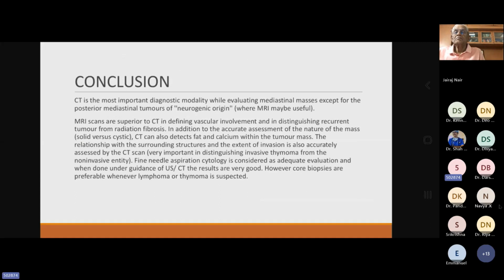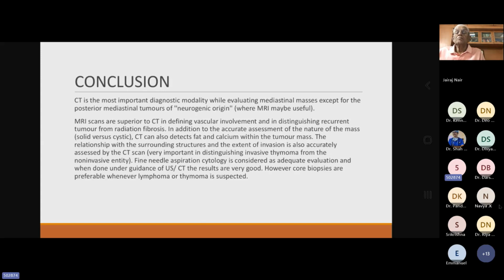Conclusion: CT is the most important diagnostic modality while evaluating the mediastinal masses, except for the posterior mediastinal tumors of neurogenic origin. MRI scans are superior to CT in defining the vascular involvement and in distinguishing the recurrent tumors from radiation fibrosis. In addition to the accurate assessment of the nature of the mass, CT also can detect the fat and calcium within the tumor. The relationship to surrounding structures and extent of invasion is also accurately assessed by the CT scan.